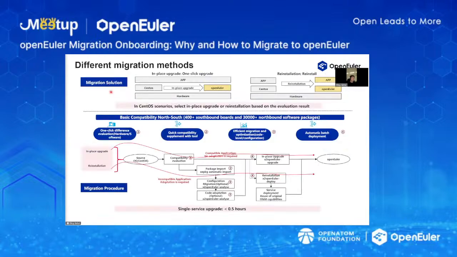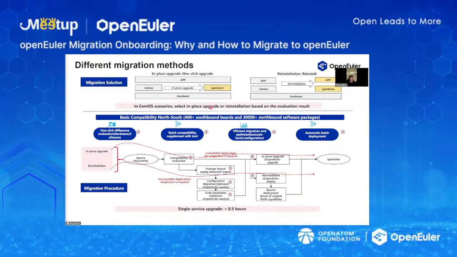We provide two different migration methods. One is in-place upgrade and the other is reinstallation. The biggest difference between them is that in-place upgrade can retain app layer applications, configurations, and user data as much as possible. If we choose to reinstall the OS, the app layer software needs to be redeployed.